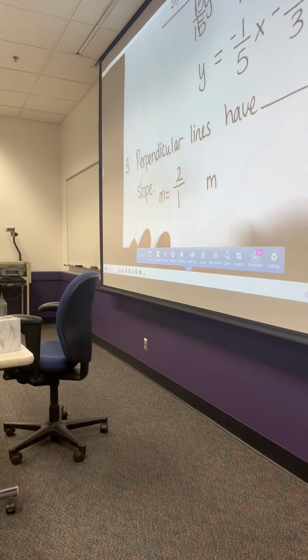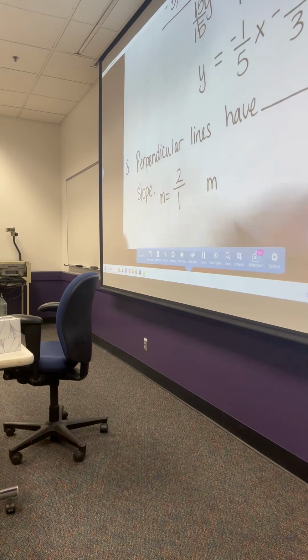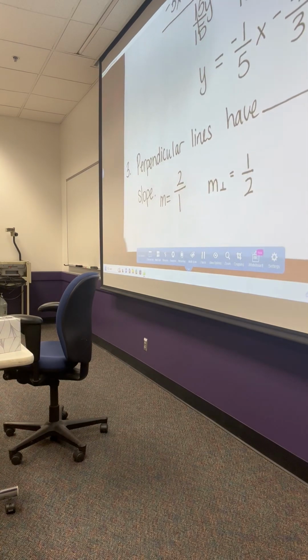The perpendicular slope, do you remember the symbol that I used to show perpendicular? Yes, love that. This, okay? That is the symbol for perpendicular. This would be 1 over 2. Am I done? No, no.